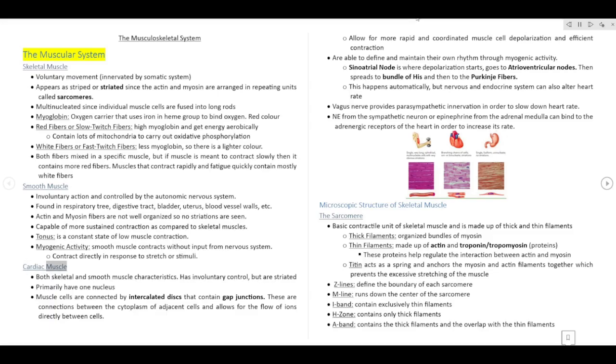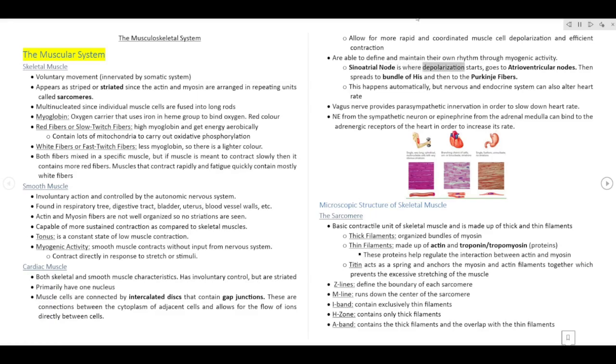Cardiac muscle. It has both skeletal and smooth muscle characteristics. It has involuntary control, but is striated. Cells primarily have one nucleus. Muscle cells are connected by intercalated discs that contain gap junctions. These are connections between the cytoplasm of adjacent cells and allow the flow of ions directly between cells. They allow for more rapid and coordinated muscle cell depolarization and efficient contraction. Cardiac muscle is able to define and maintain its own rhythm through myogenic activity.